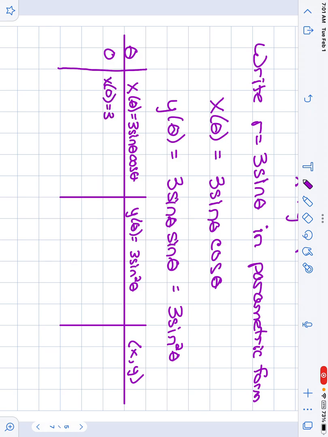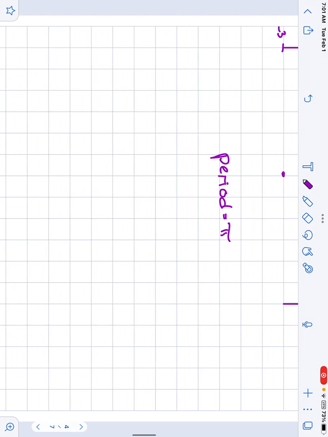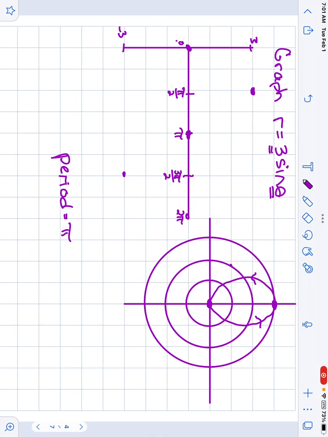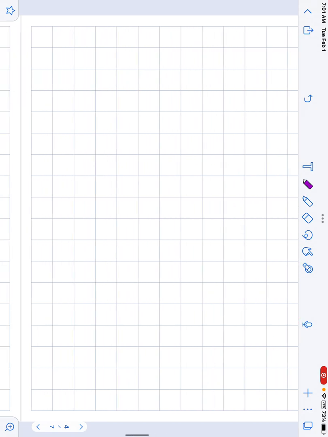So x of 0 is 3 sine 0 cosine 0. Well, I know that the sine of 0 is 0, so this entire thing is 0. And y of 0 is 3 times the sine squared of 0. Still sine is 0, so that's 0. So we're saying at the angle 0, x is 0 and y is 0. Let's go look at the graph that we did before. When the angle is 0, so here's theta, we're saying move 0 to the left and 0 up and down. And we did that already. We've got 0, 0. Okay, great.